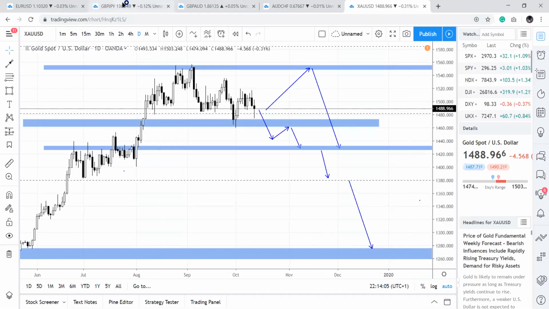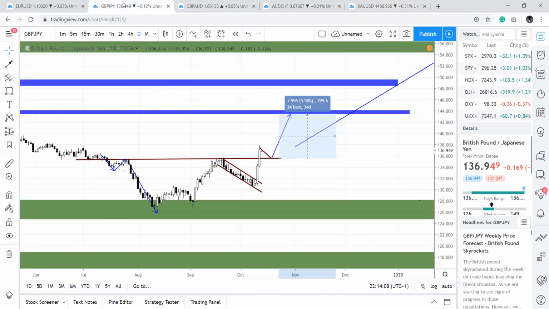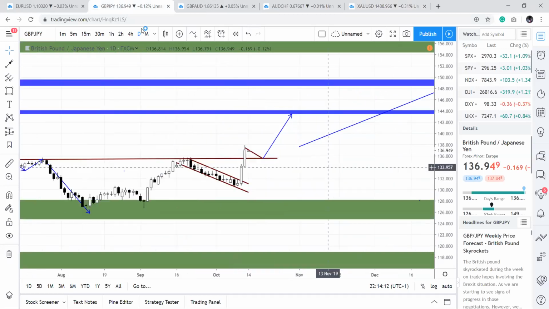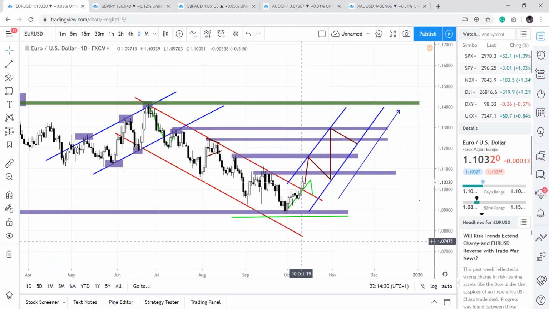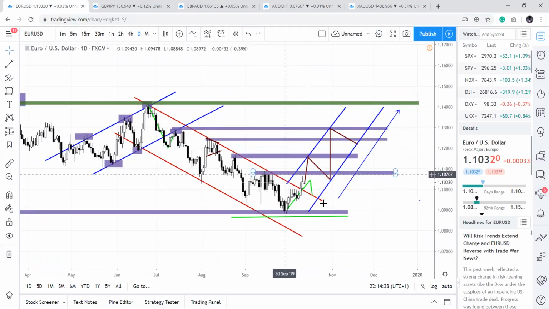Market is open. So you can see GBP JPY. We are expecting a pullback to this point before buying. Let's look at Euro USD again. Euro USD, we are expecting a retest. It has broken this zone. We're expecting a retest down before buying.